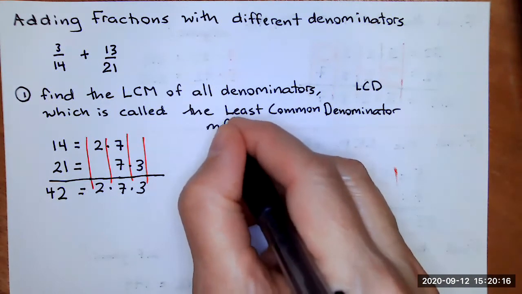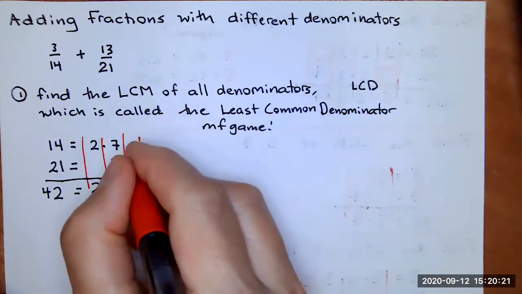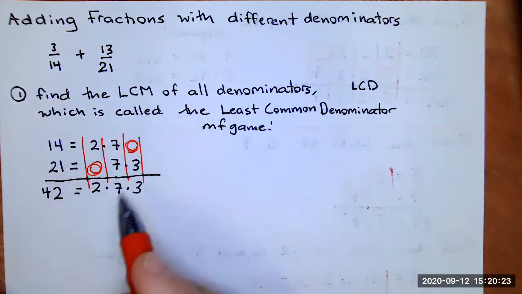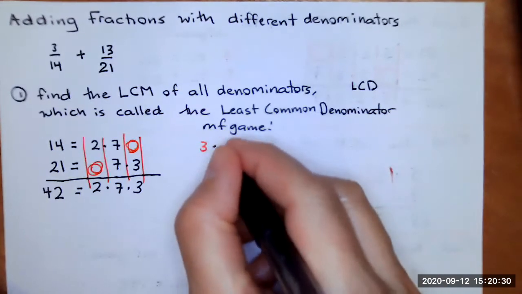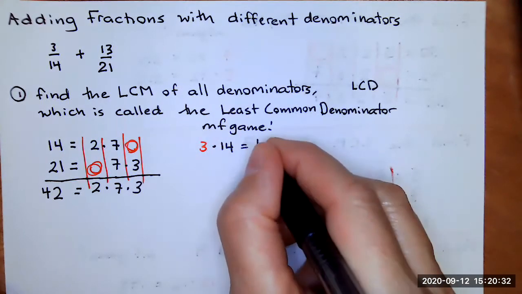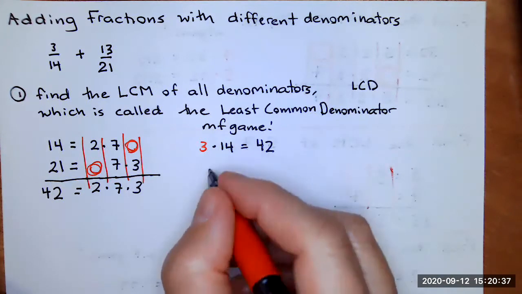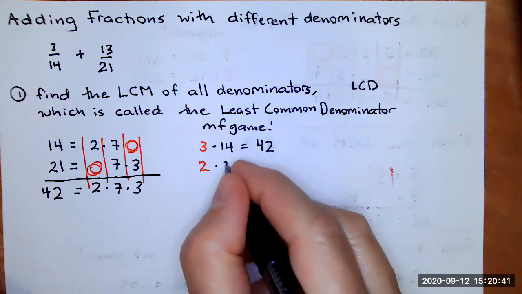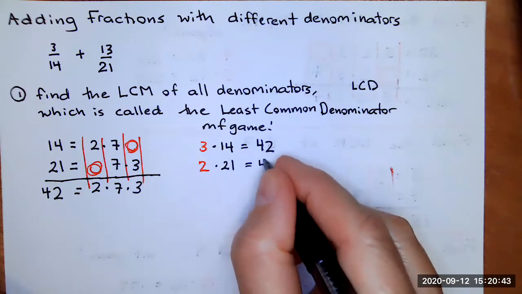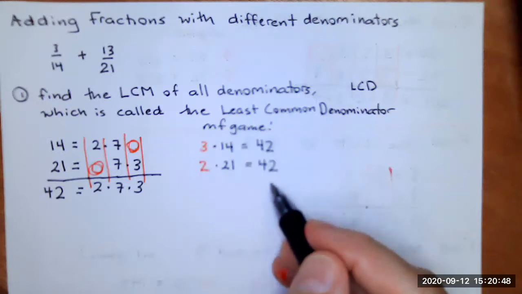Let's play the missing factor game. What's 14 missing? Well, it's missing a 3. What's 21 missing? It's missing a 2. We're going to use this in the next step.